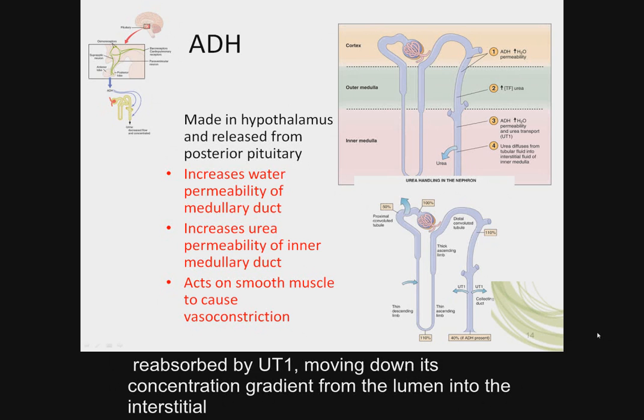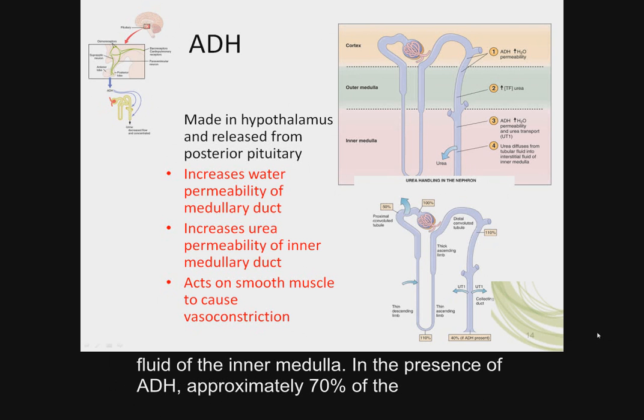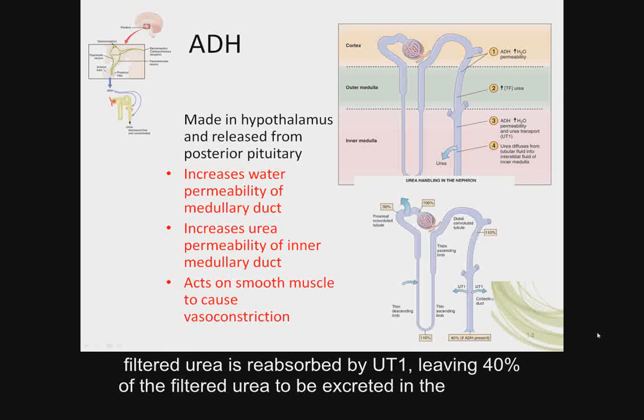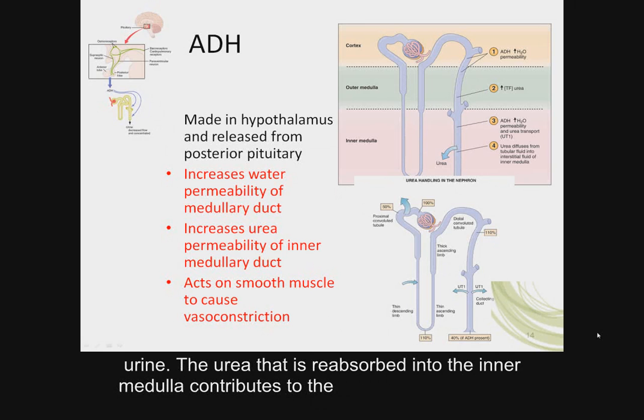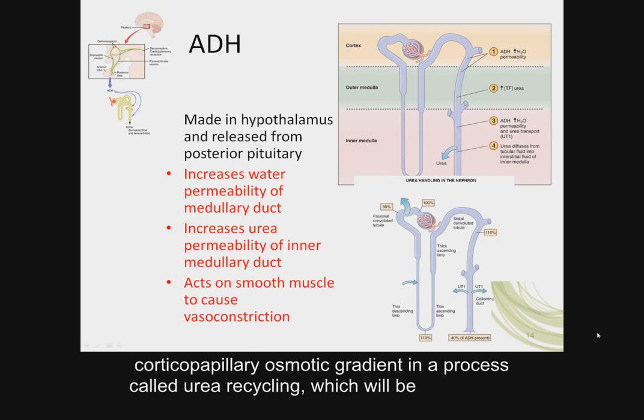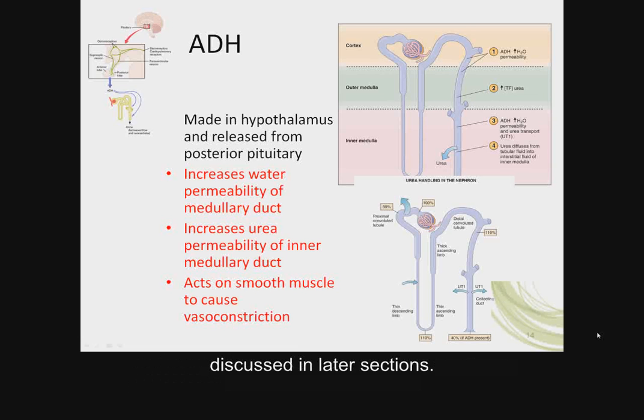In the presence of ADH, approximately 70% of the filtered urea is reabsorbed by UT1, leaving 40% of the filtered urea to be excreted in the urine. The urea that is reabsorbed into the inner medulla contributes to the corticopapillary osmotic gradient in a process called urea cycling. This will be addressed in later sections when we talk about pathophysiology of the renal system, but you might also want to review this online with the interactive physiology videos that I posted for week 11.